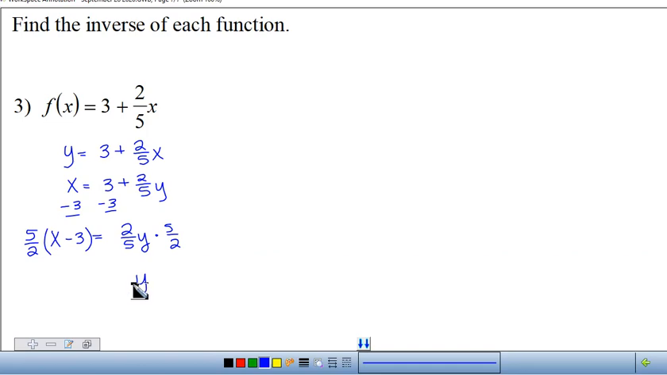So my final answer is y equals 5/2 x minus 15/2. Again, mark this as your inverse by putting a -1. Also, realize if you're asked for an equivalent answer, this could be written as 5x minus 15 over 2.